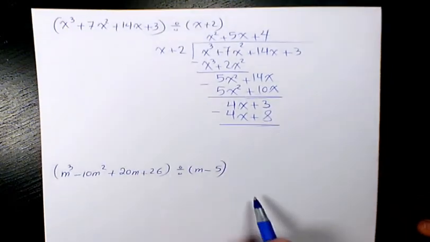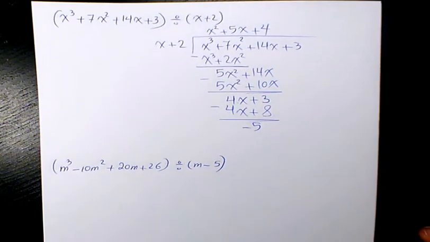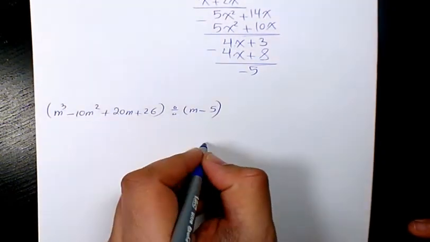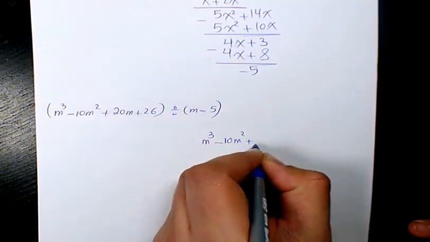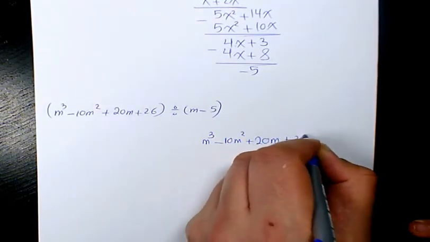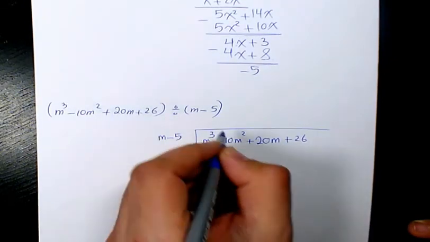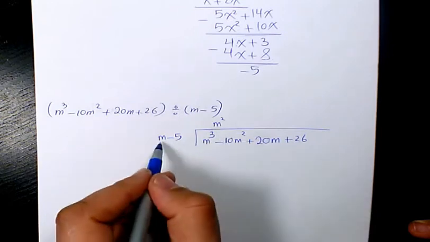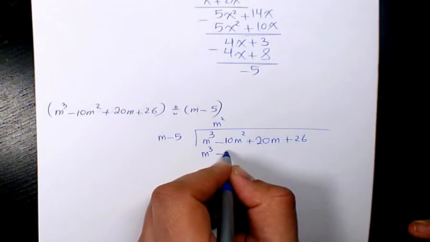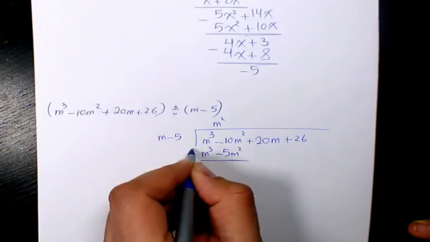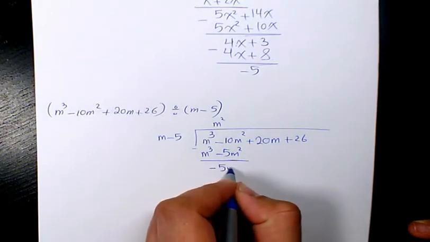When you subtract it, it's going to be 3 minus 8, which is going to be negative 5. That's the remainder. Next one, we have m cubed minus 10m squared plus 20m plus 26 divided by m minus 5. M cubed divided by m is going to be m squared. M squared times m is m cubed. M squared times negative 5 is going to be negative 5m squared. These two cancel out. Negative 10m plus 5 is going to be negative 5m squared.